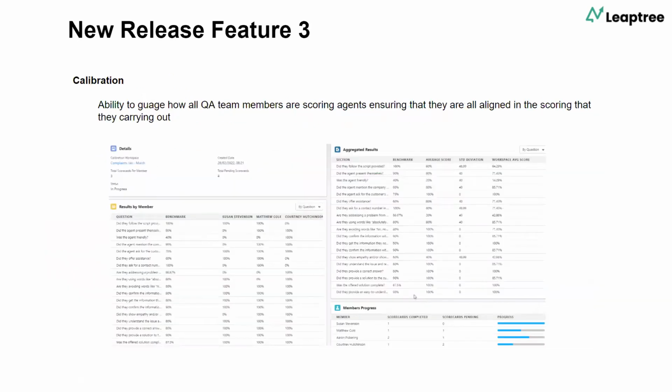The third new feature that we're going to look at is what we call calibration. It's basically the ability to gauge how all of our QA team members are scoring agents and ensuring that they are all aligned in the scoring that we are carrying out.